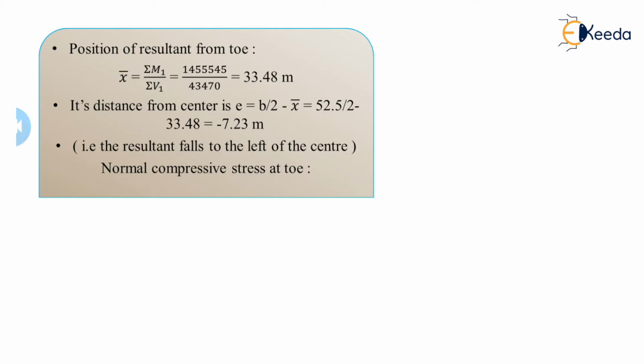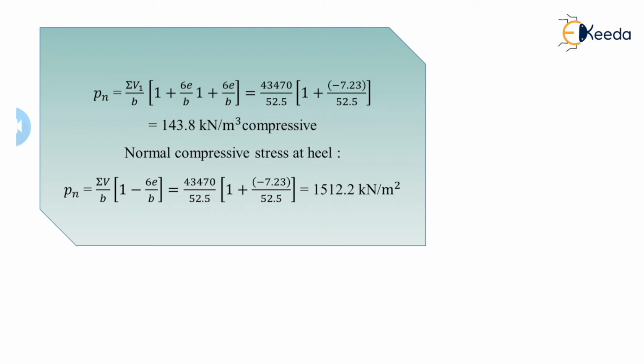Now we want to check the stability of this gravity dam in the compressive zone. So we have to find out the normal compressive stresses, denoted by Pn, which act at the heel as well as at the toe section. So firstly, we will find out the toe section normal stresses.